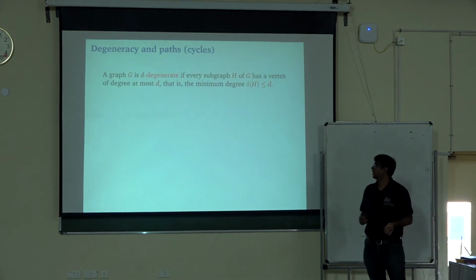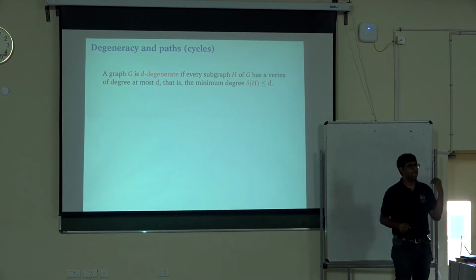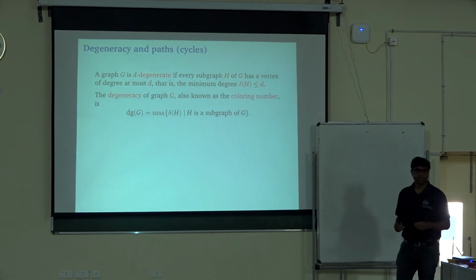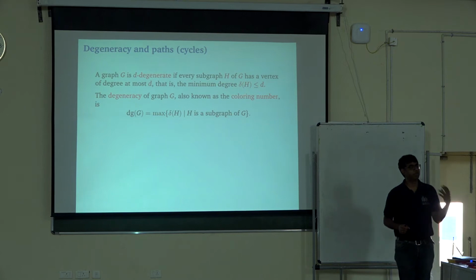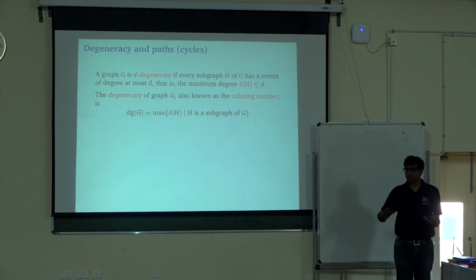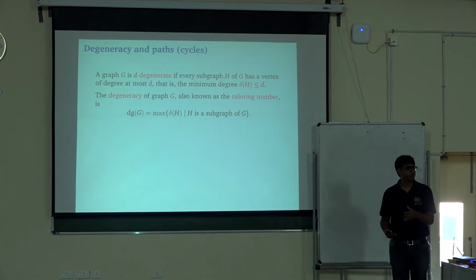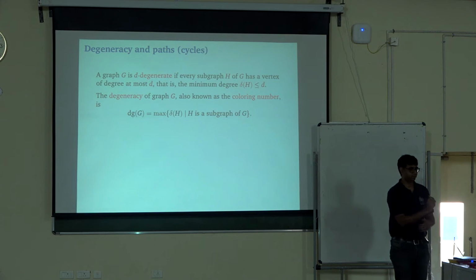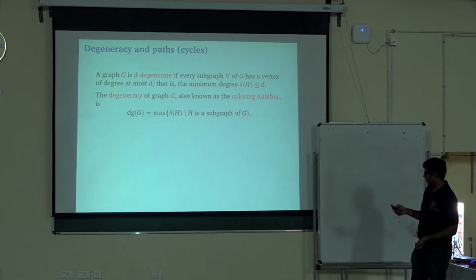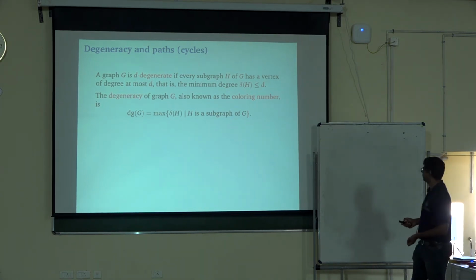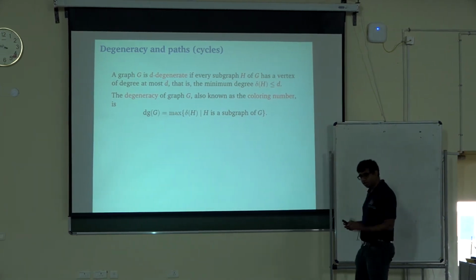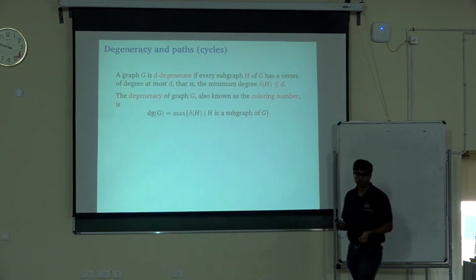A graph is d-degenerate if every subgraph H of G has a vertex of degree at most d. So what is the degeneracy of a graph? The degeneracy of a graph is defined as the maximum of minimum degrees. Look at every subgraph, compute its minimum degree, and over all the subgraphs take the one which maximizes the minimum degree. So that's the degeneracy of the graph. It is the max over subgraphs H of delta of H. Okay? So it's the maximum of minimum degrees over every subgraph.